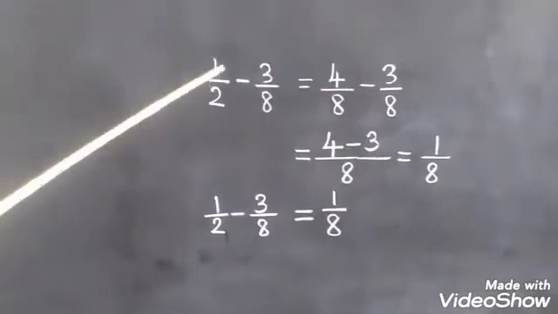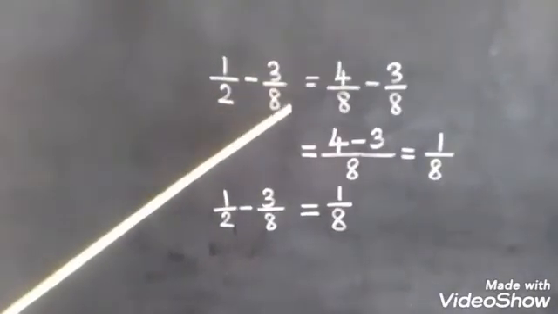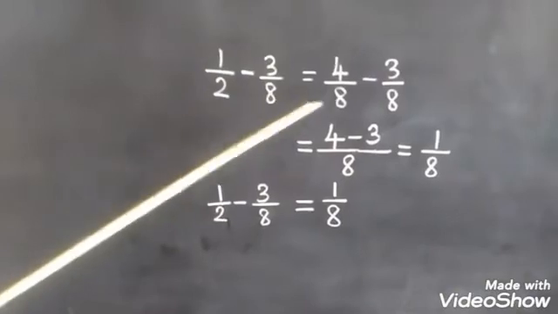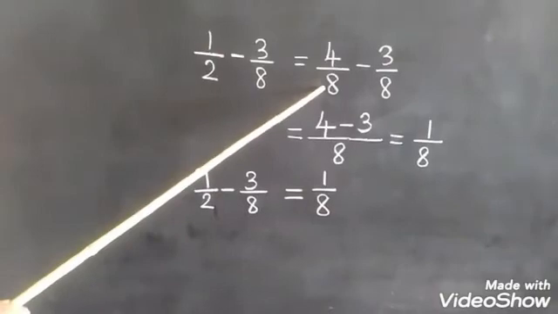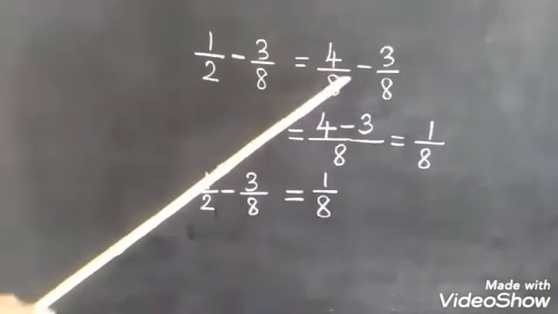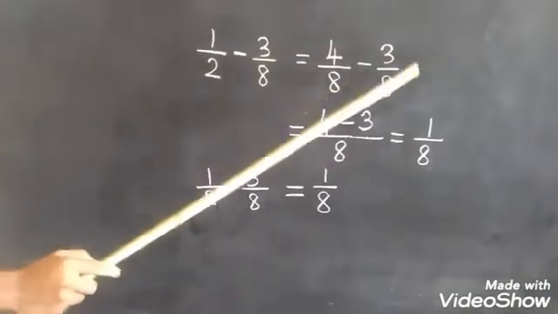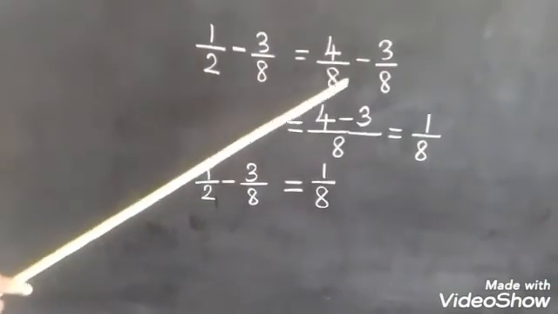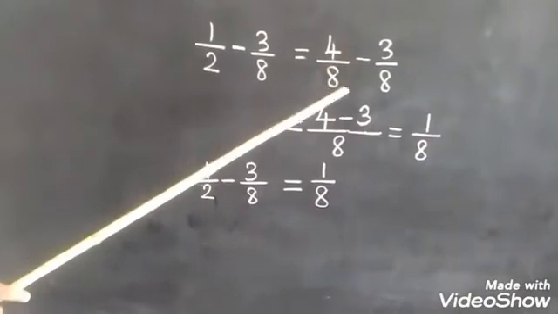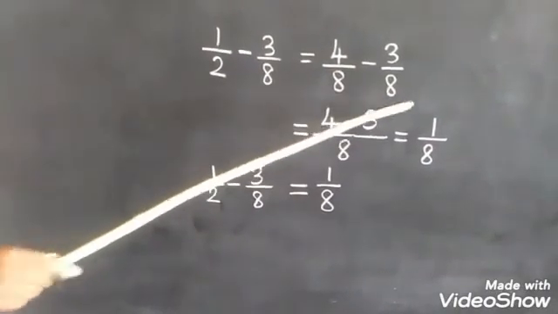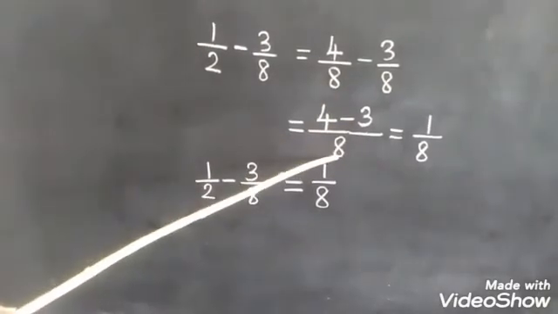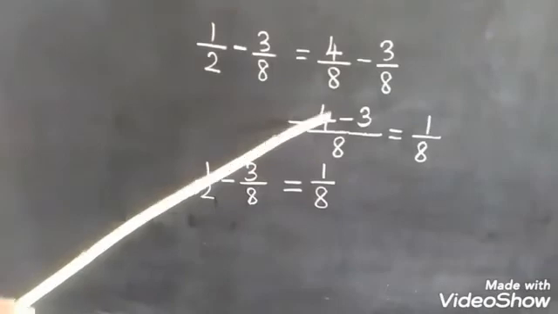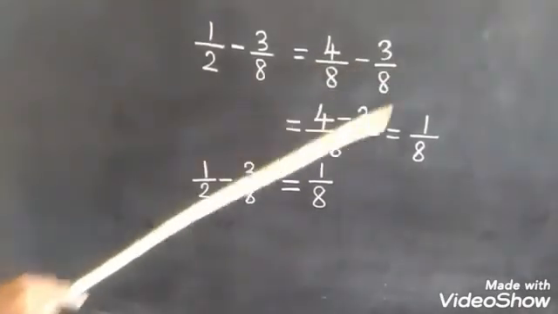See the question: 1 by 2 minus 3 by 8. After changing the denominator we have to subtract. See here, 4 by 8 minus 3 by 8. Now we can subtract because we have the same denominator. We get the common denominator 8. In the numerator, 4 minus 3 we have to write. 4 minus 3, what will come? Yes, 1. And then denominator 8 we want to write.